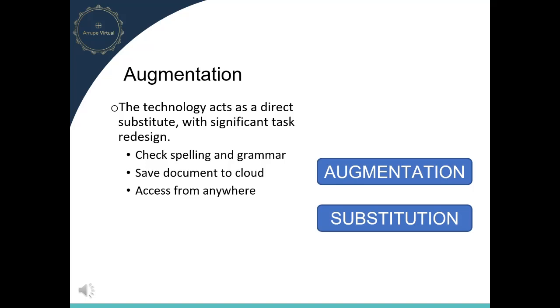The second tier is augmentation. Here, technology acts as a direct substitute with significant task redesign. The technology is used to redesign parts of the task and transform student learning. Now the same paper is completed in a word processor where the student can check spelling and grammar. Also, being able to share the document with one click and the fact that it can be saved to the cloud and accessed from anywhere is an increase in functionality.